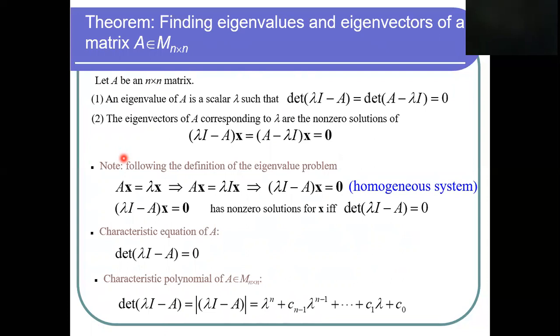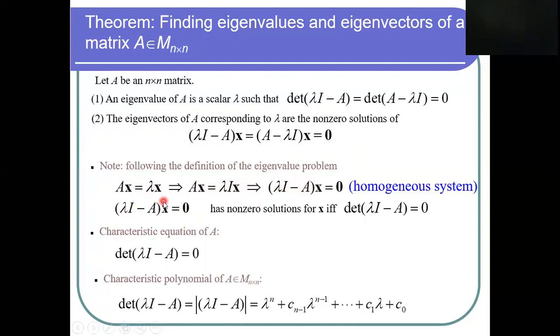How can you find the eigenvalues of any square matrix? If you have an n by n matrix, an eigenvalue of A is a scalar value lambda such that the determinant of lambda times I, the identity matrix of n by n, minus A equals 0, or you can say the determinant of A minus lambda I equals 0. The corresponding eigenvector can be found through the eigenvalue equation, lambda I minus A times x, or A minus lambda I times x equals 0. From the definition of the eigenvalue problem, Ax equals lambda x, this implies Ax equals lambda I x, which can be written as lambda times the identity matrix minus A, times x, equals 0.